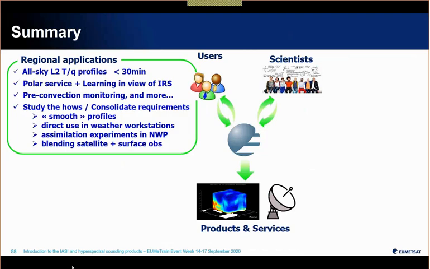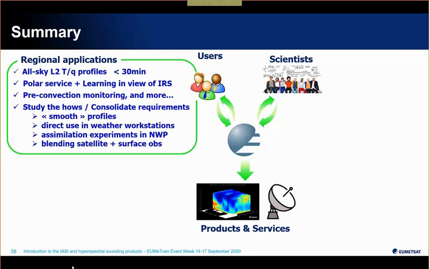So I'm coming to the end of the presentation, and I have seen Adam's question, so I'll come back to that. Just to recap, we are aiming at the regional applications with these products. There is currently already sounding of temperature and humidity from IASI and AMSU and MHS, so from MetOp, that is available in nearly all sky, and available to you within less than half an hour. So that's the EARS-IASI level 2 service. So what we want to do is to learn in view of IRS, to monitor pre-convective situations and more.